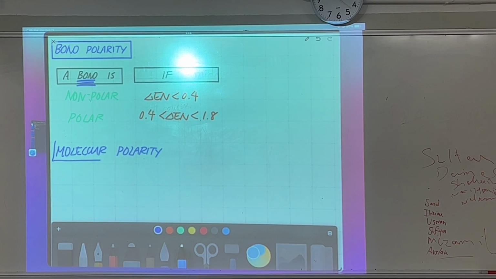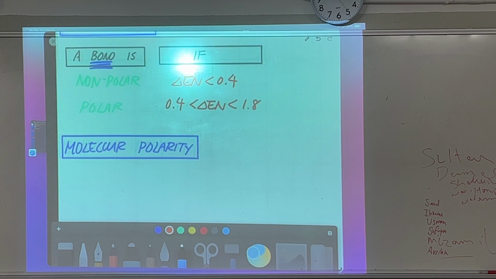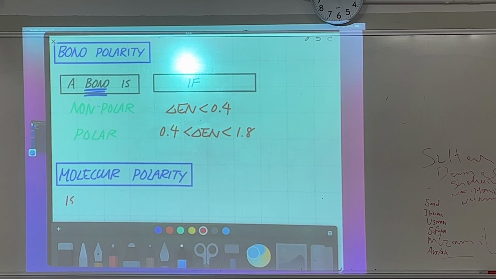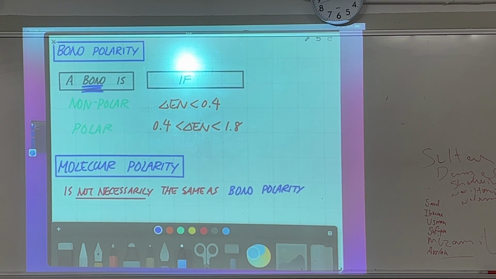Okay, so molecular polarity is not necessarily the same thing as bond polarity. Let me explain why. Can you think of some examples of molecules first? What is the first molecule that you can think of in your head right now?